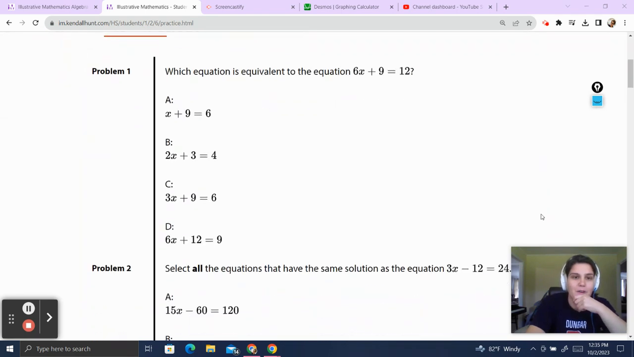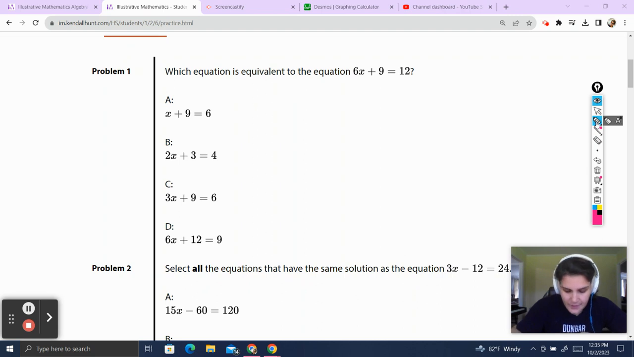Let's get started. Problem 1. Which equation is equivalent to 6x plus 9 is equal to 12? So I'm going to go through each of my answers to figure out how to do this type of question.